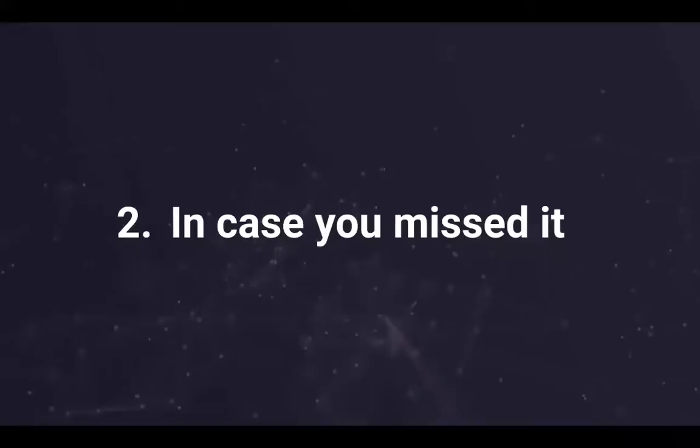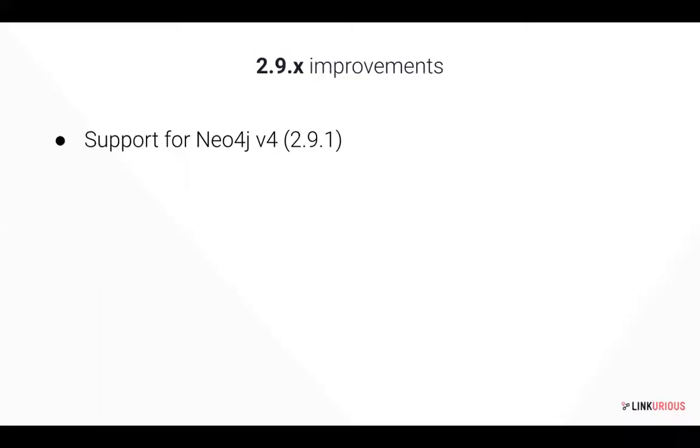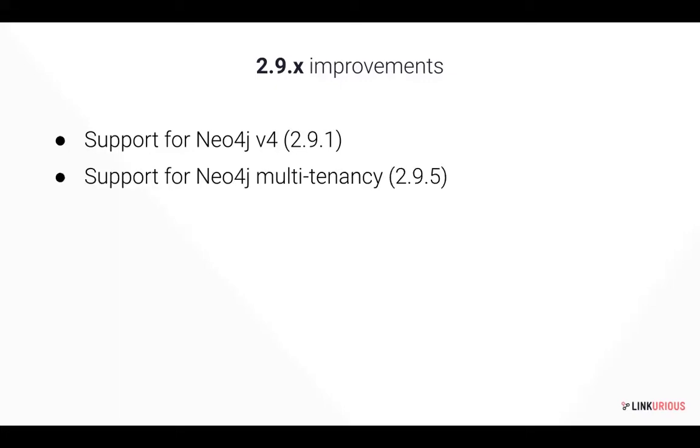So let's start with what happened on 2.9 since it was first released. First, as part of 2.9.1, we released support for Neo4j v4. Then we released support for a key feature of Neo4j v4, which is multi-tenancy. It means that since 2.9.5, you are now able to connect Linkurious Enterprise to multiple graphs in the same instance of Neo4j DB.